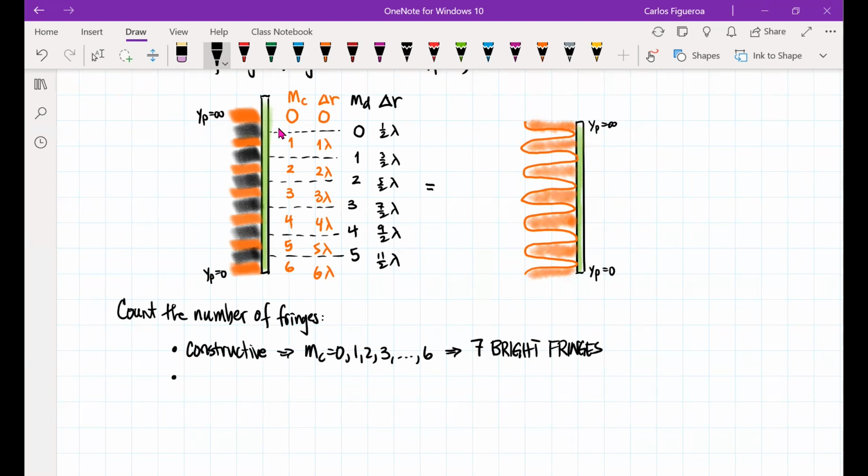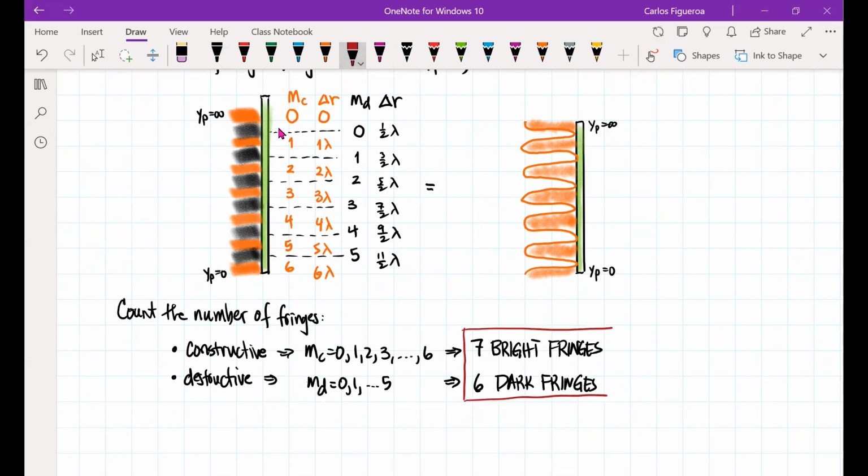And if I look at destructive, our picture shows that MD goes from 0 to 1 all the way to 5. And this tells us that there are 6 dark fringes. So we have now sketched the interference pattern along with the number of bright and dark fringes.